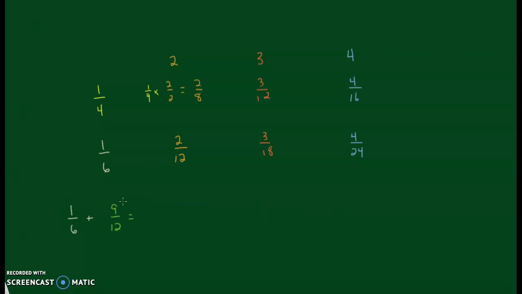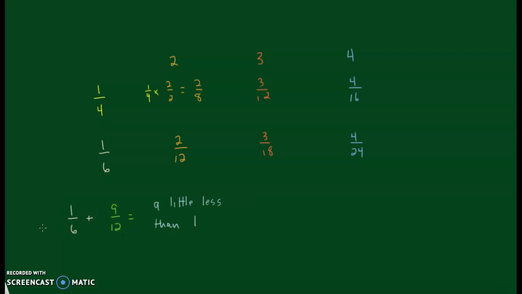For my second sample problem, I'm going to do 1/6 plus 9/12. Again, we're going to start with an estimate first. So 1/6 is pretty close to 0. It's just a little bit more than 0. 9/12 is close to 1. It's between half and 1. So if I thought about 9/12 plus 1/6, that answer is going to be a little less than 1. So that's what I would choose for my estimate for 1/6 plus 9/12.